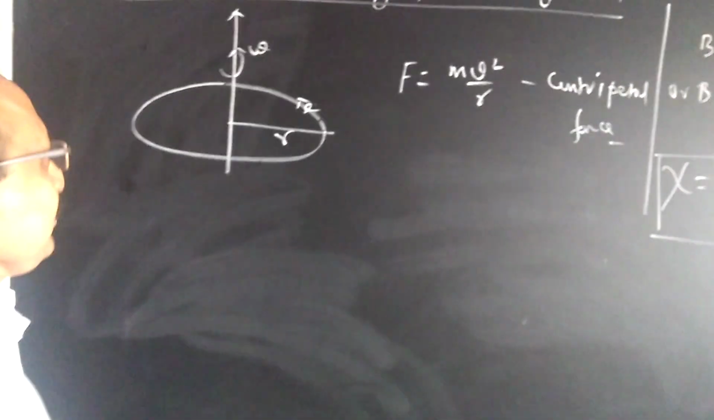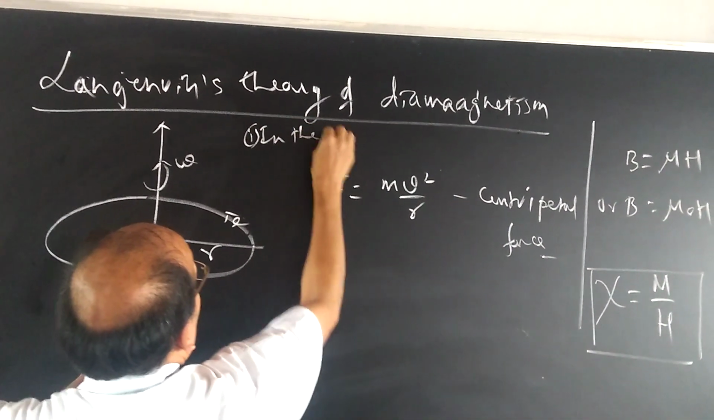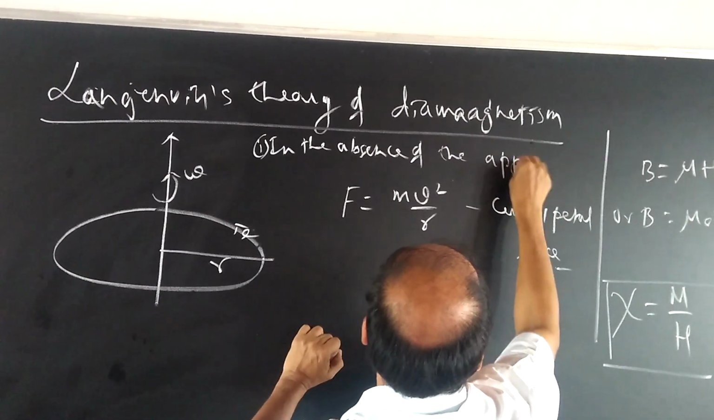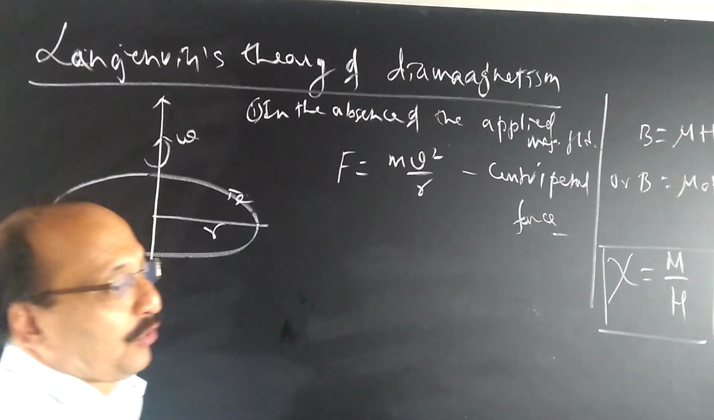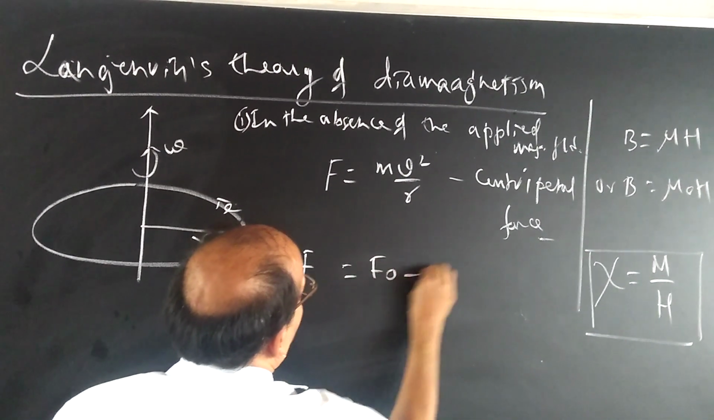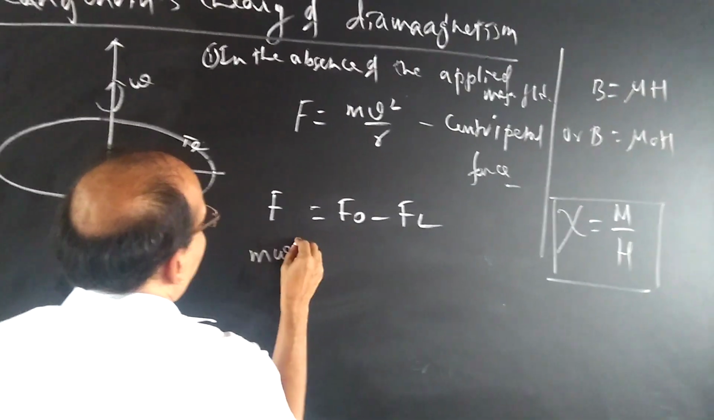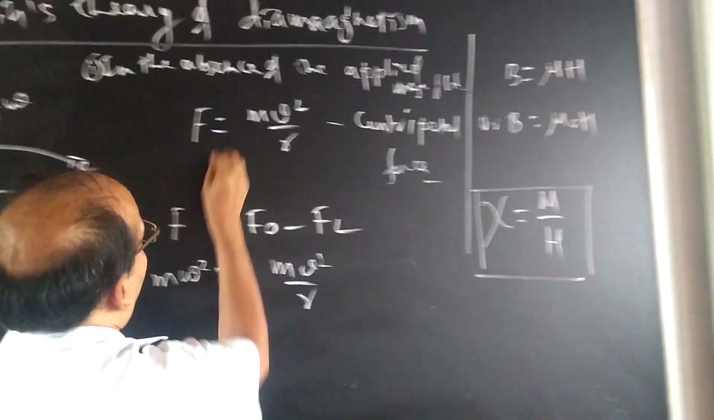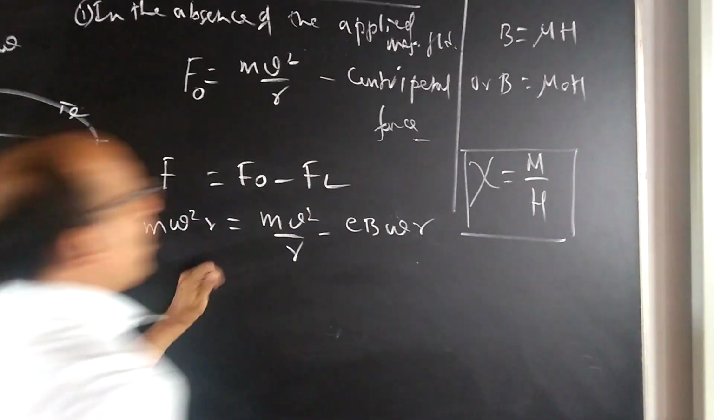What is the first step? In the absence of the magnetic field, first step itself, in the absence of the applied field. So there is no applied magnetic field. So then how do you take this? F is equal to F naught minus Fl, where F is actually m omega square r, which must be equal to this particular force. I can take it as mv square upon r here, minus Fl, which is eB omega r.